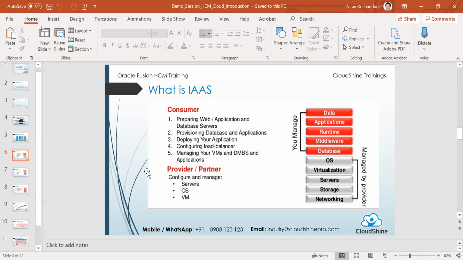But the partner or the provider, say for example, Oracle, if Oracle is the implementation partner, or if there's a third party implementation partner, they will be responsible for configuring and managing the servers, the operating system related stuff, and the virtual machines. So that is something which is managed and serviced by the provider or the partner.